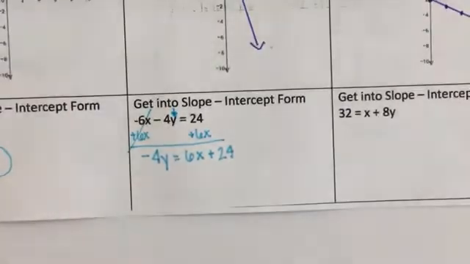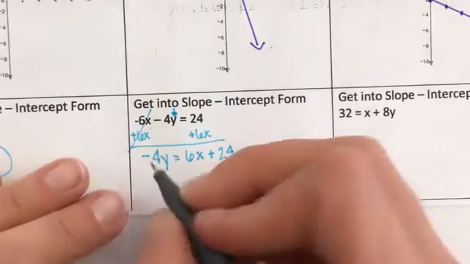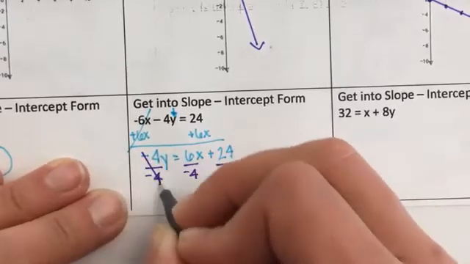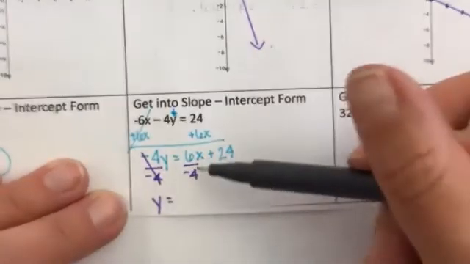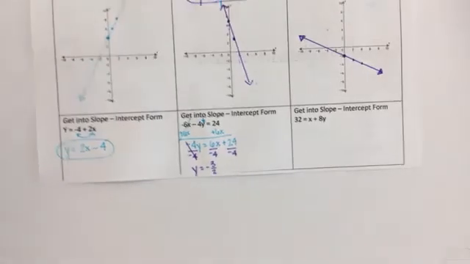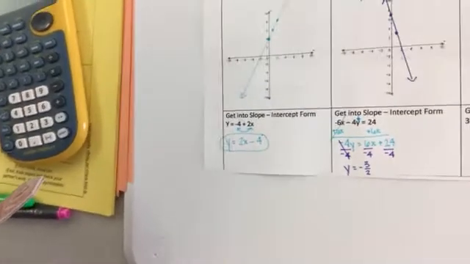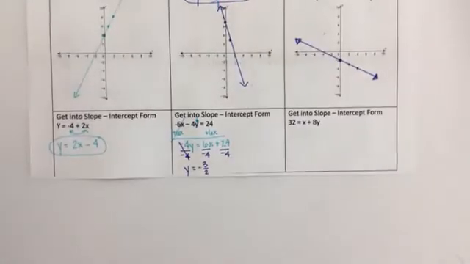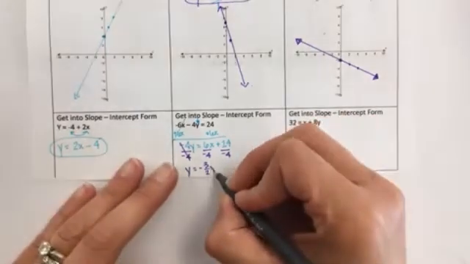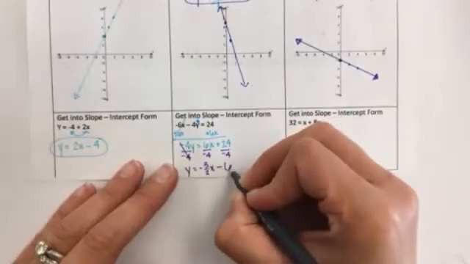And then my next step, yes, that's right. We need to divide by a negative 4. And when you divide everything by a negative. Okay, so a 6 over 4 turns out to be a negative 3/2. Okay, 3/2 x. And then 24. Give me one second. 24 divided by -4 is a -6.